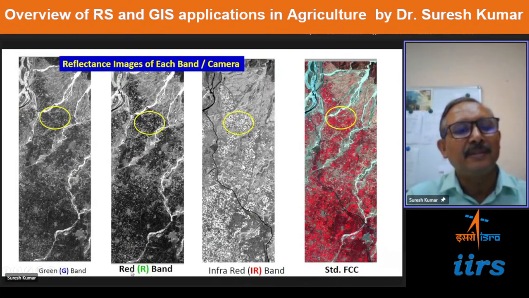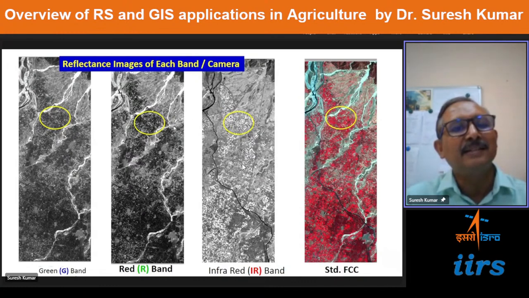Here you see the red band image. Here in the red band you are getting black or dark objects, darker. Because of this dark appearance, it means the object has absorbed the red radiation, but at the same time in infrared you see here it is giving white, meaning it has reflected. So it shows that the object here may be vegetation.